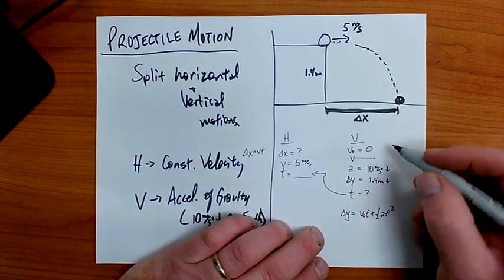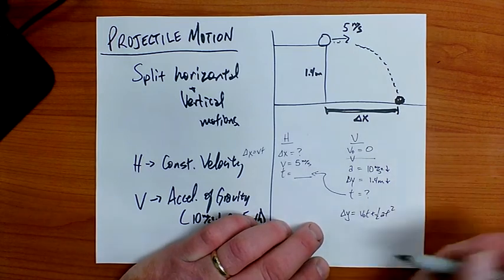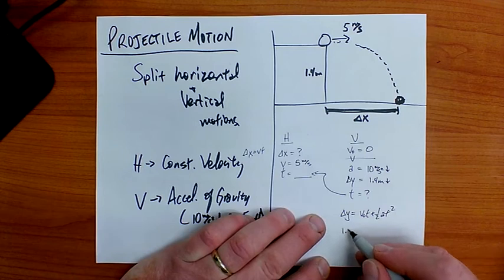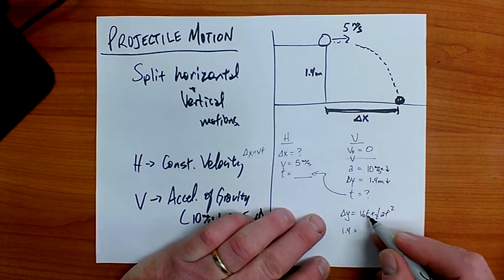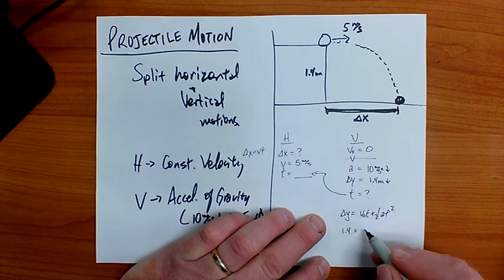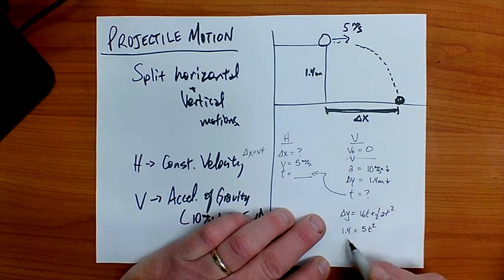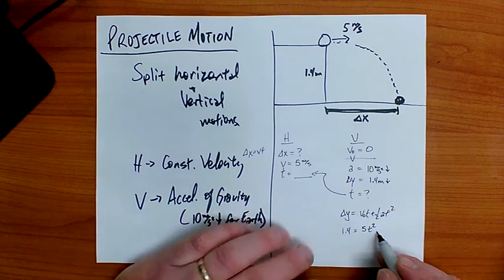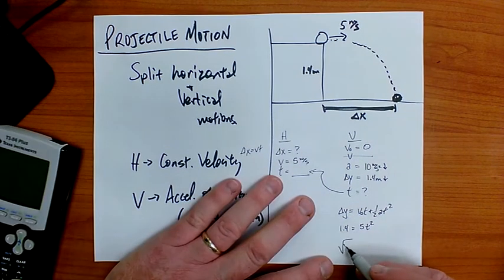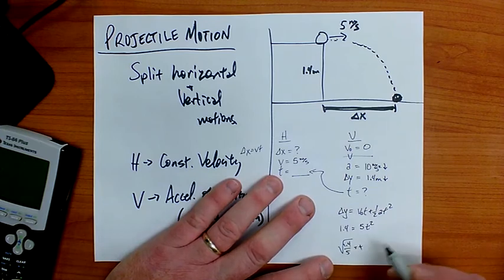So now I plug in the things that I know. Everything is down. I'm just going to call that positive. If you'd like to call down negative, that's fine. Just make sure both of them are negative. So I have 1.4 equals 0 times t is just 0, plus 1/2 times 10 is 5. So I have 1.4 equals 5t squared. So I simply divide by 5 and square root it. So the square root of 1.4 divided by 5 is going to be my time.